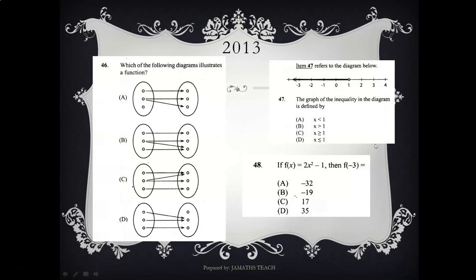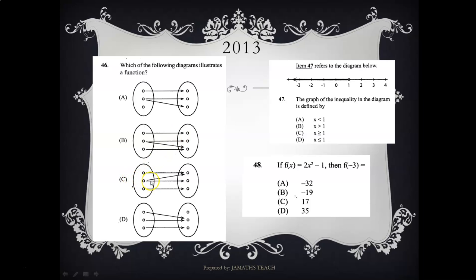Which of the following diagrams illustrates a function? Now remember that a function is a relation where each element in the domain is mapped to only one element in the range. So A would be out because we have the second circle here going to 2 things in the second set. B is also out because again we have this second circle being mapped to 2 things in the second set. And remember, in a function, each input is only mapped to one output.